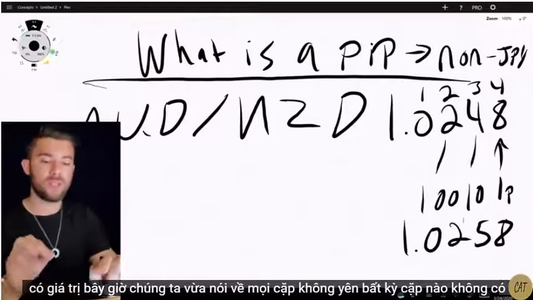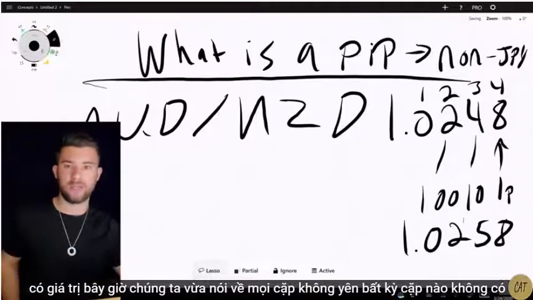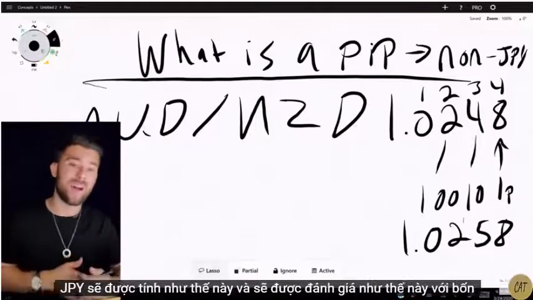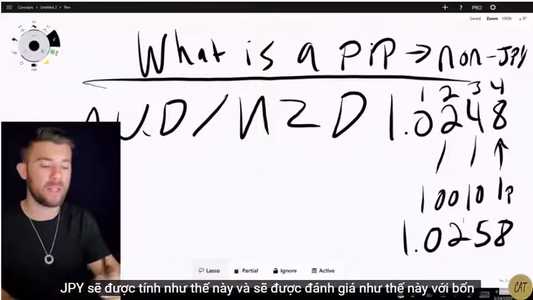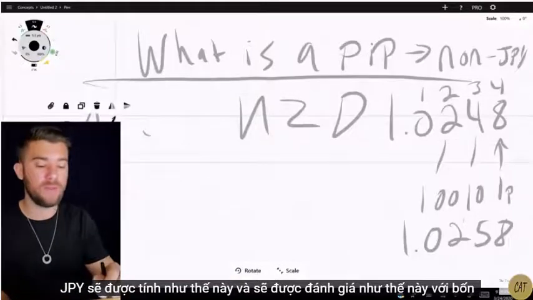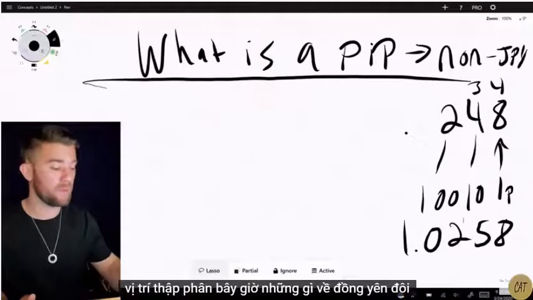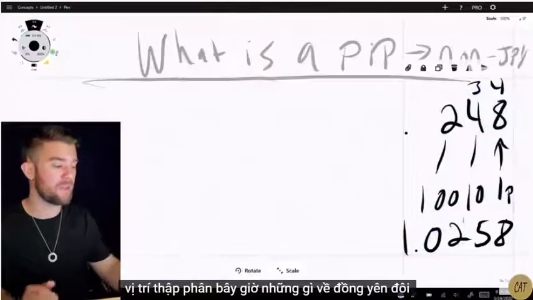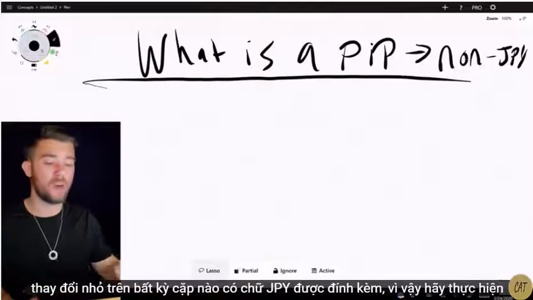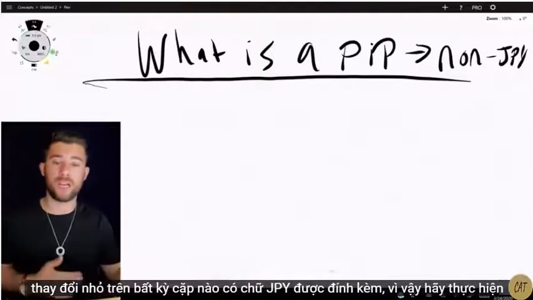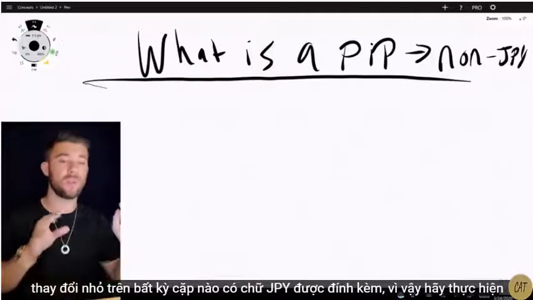Now, we've just talked about every non-yen pair. Any pair that does not have JPY will be calculated like this and will be valuated like this with 4 decimal places. Now, what about yen pairs? Something very slight changes on any pair with the letters JPY attached to it. So let's do an example of that right now.